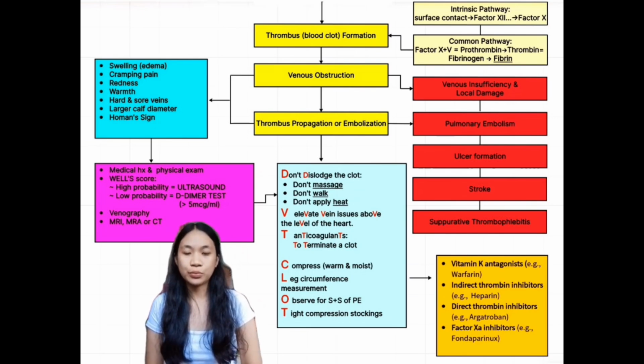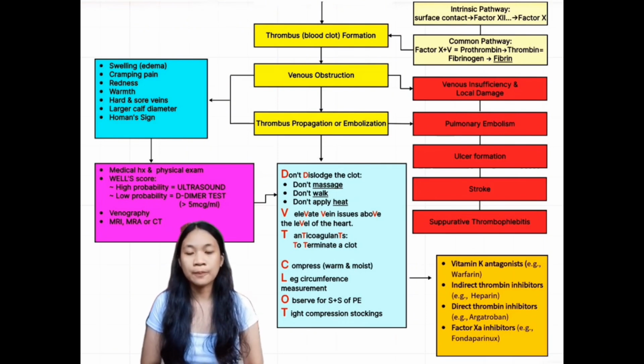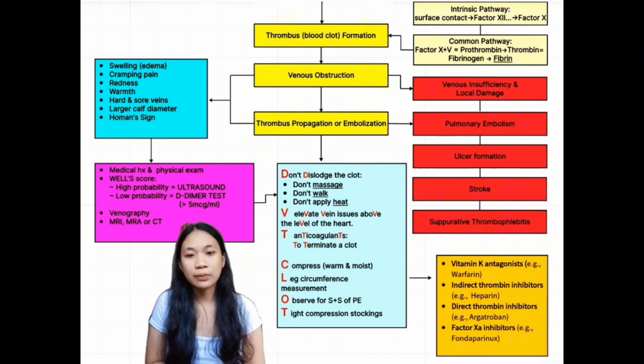And lastly is the medical management, which includes vitamin K antagonists, indirect thrombin inhibitors, direct thrombin inhibitors, and factor Xa inhibitors. So vitamin K antagonists are a class of drugs that prevent blood clots by inhibiting vitamin K's function. Indirect thrombin inhibitors are a class of drugs that prevent thrombin from acting by activating natural thrombin inhibitors or by blocking coagulation factors, while direct thrombin inhibitors are types of anticoagulants that prevent blood clots by binding to thrombin and blocking its activity. And factor Xa inhibitors are a type of blood thinner that prevents blood clots from forming by blocking the activity of factor Xa, which is a blood clotting protein in the blood.